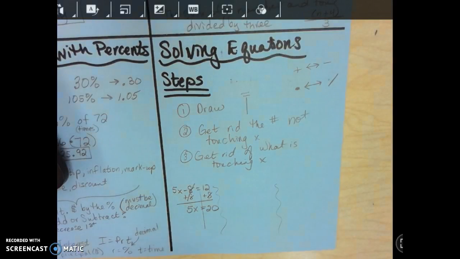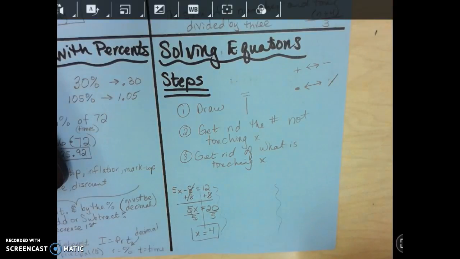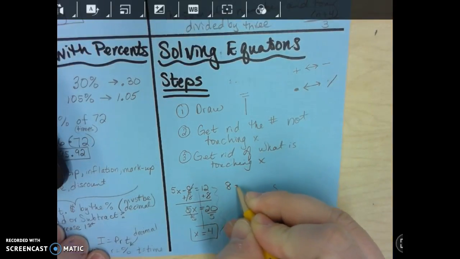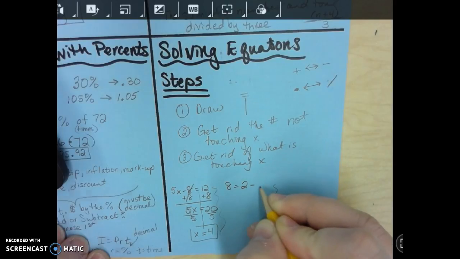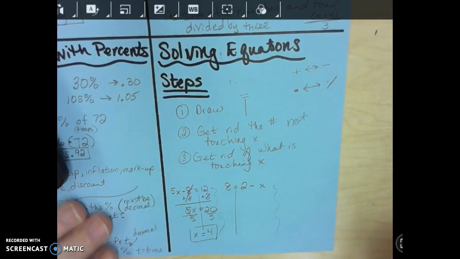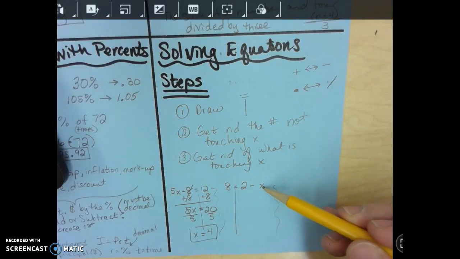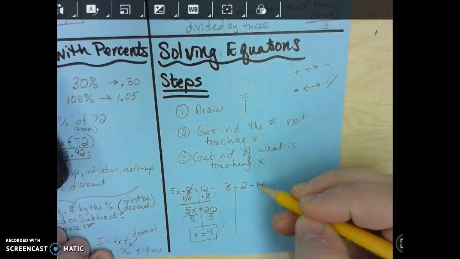Now this is not just 5x, this is 5 times x. So to get rid of a times 5, I divide by 5. 5 divided by 5 is 1, so it's gone. And 20 divided by 5 is 4. And there's your answer. Okay. So now we have one that's backwards, and that's okay. I have this 2 here, and then what's in front of this x? Yeah, that's right, it's a -1.